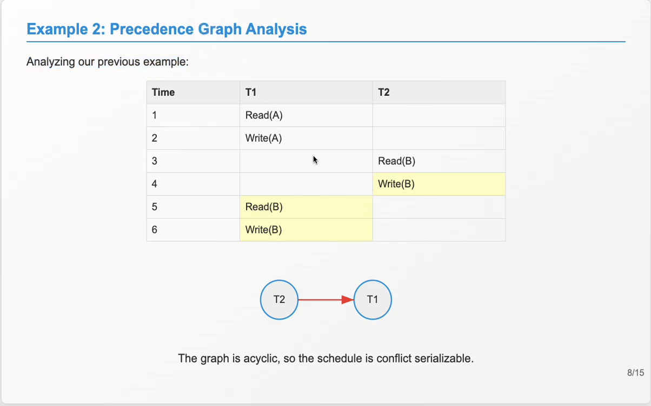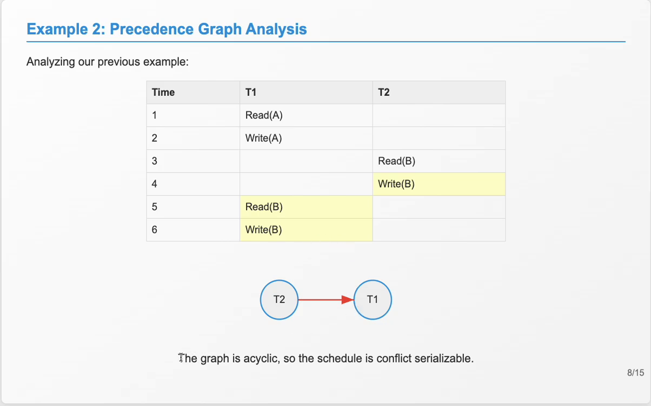Looking at the schedule, we identified these conflicts. T2's write, B, conflicts with T1's read, B, and T2's write, B, conflicts with T1's write, B. In both cases, T2's operation comes before T1's operation. This gives us a precedence graph with an edge from T2 to T1.